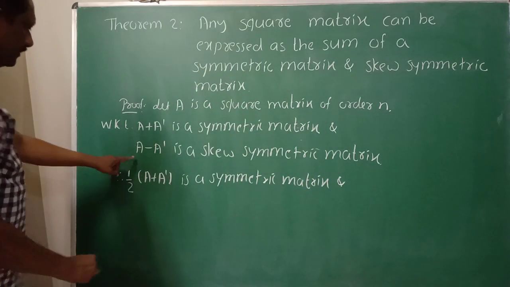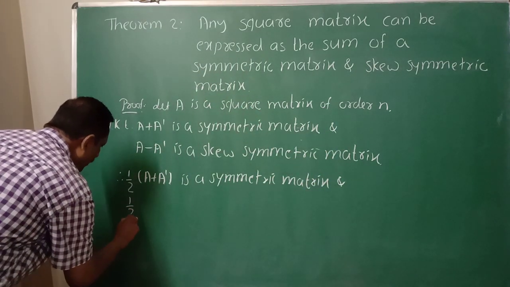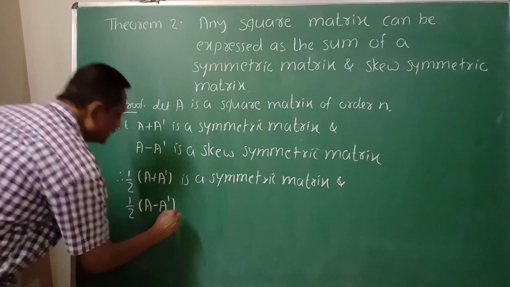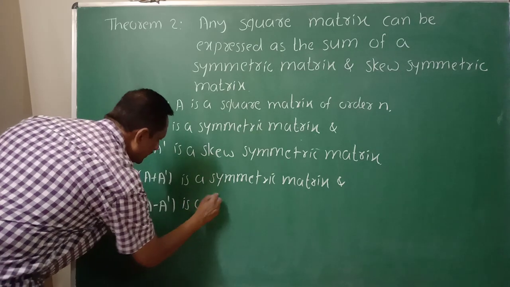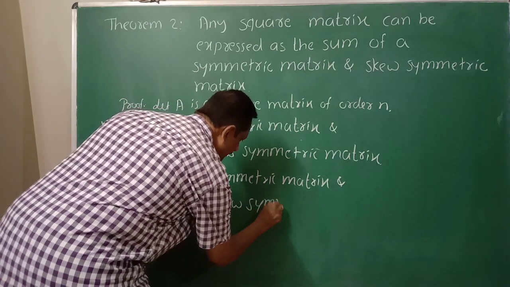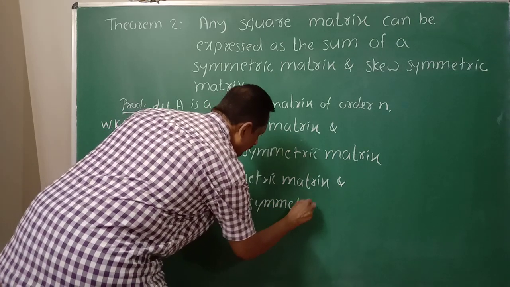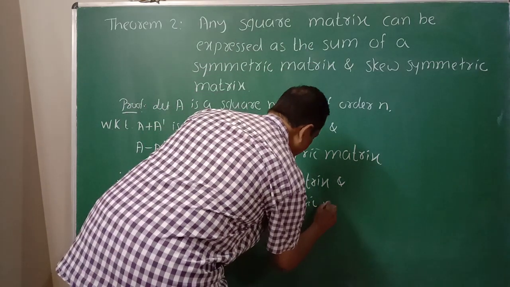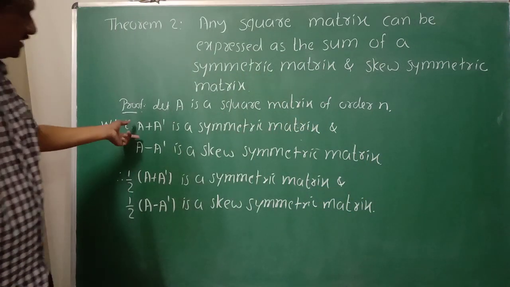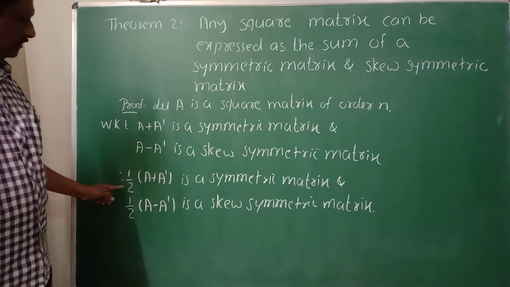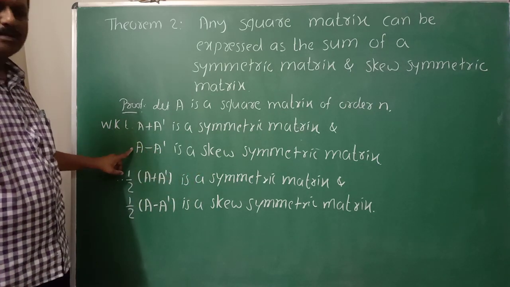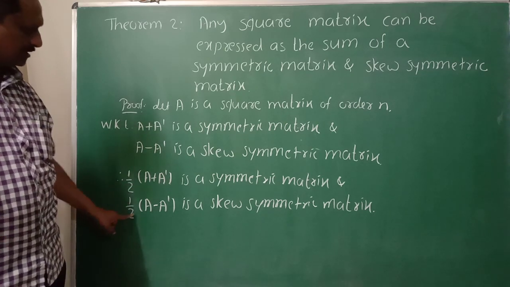And again multiply 1 by 2: 1 upon 2 into (A minus A dash) is a skew symmetric matrix. Here this is symmetric, I multiply 1 by 2 constant, again it is a symmetric matrix only. Even here also multiply 1 by 2, this is also skew symmetric.